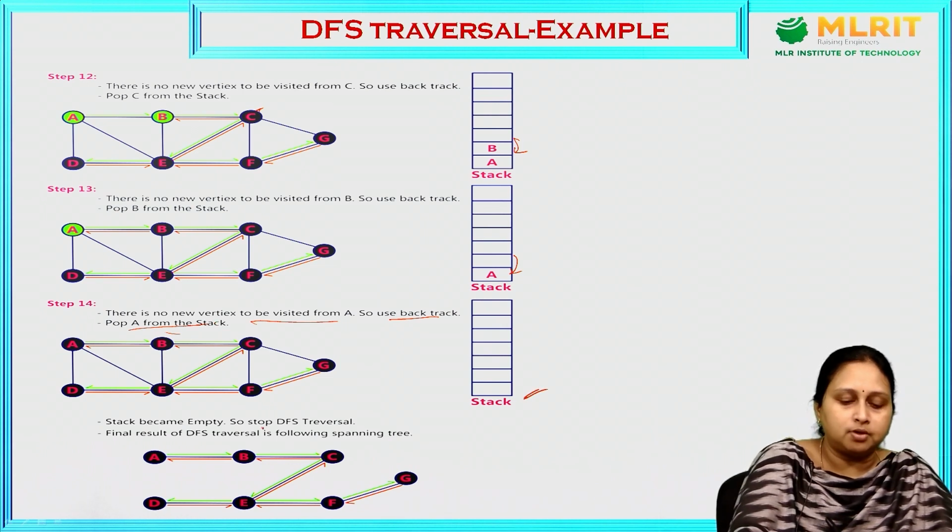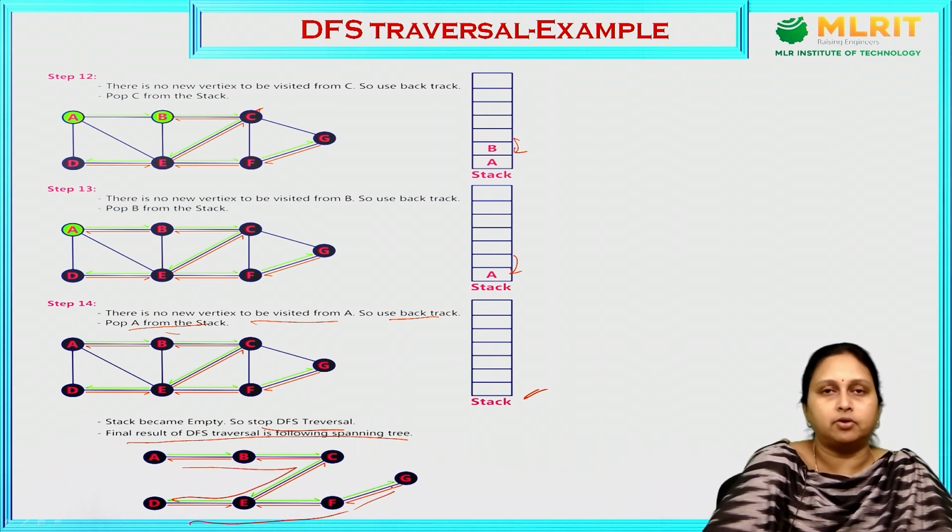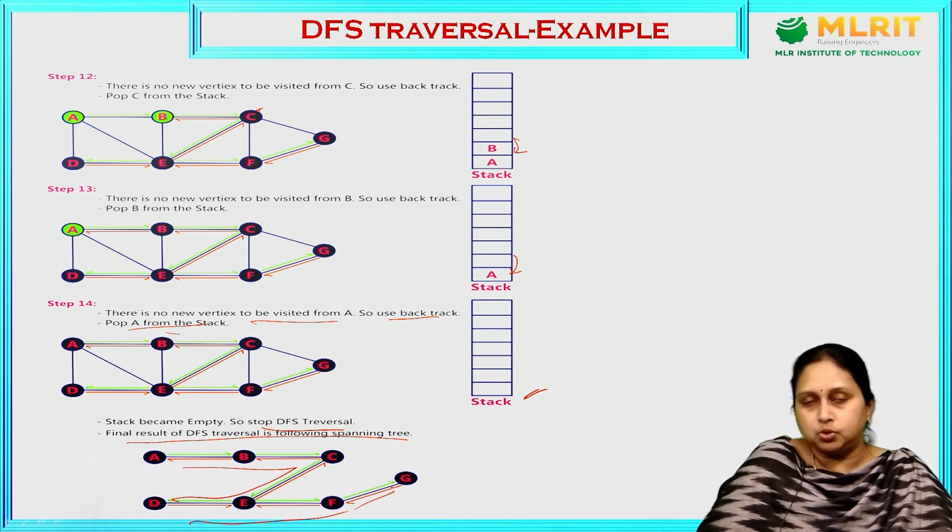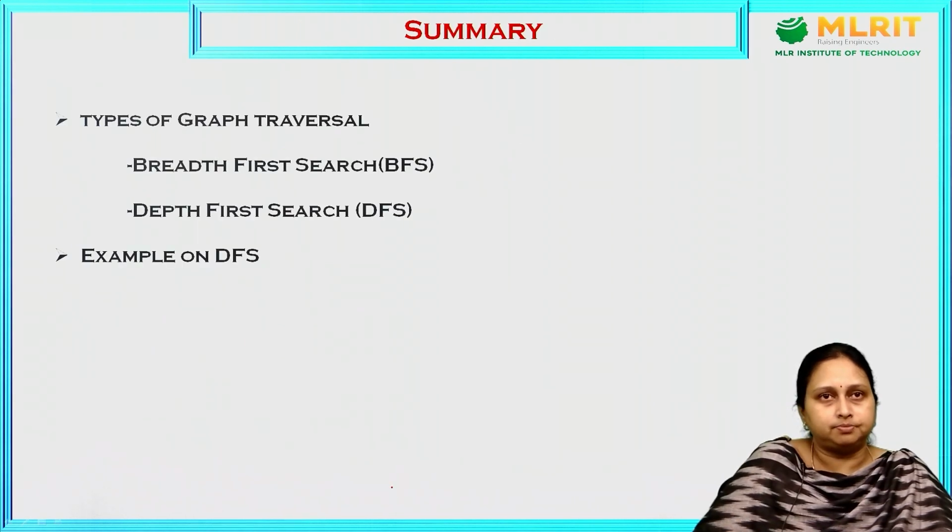Now stop the DFS traversal, and the final result of DFS is the following spanning tree. The path you have selected, the same path we are going to represent. This is your DFS traversal. And I hope you understand this.